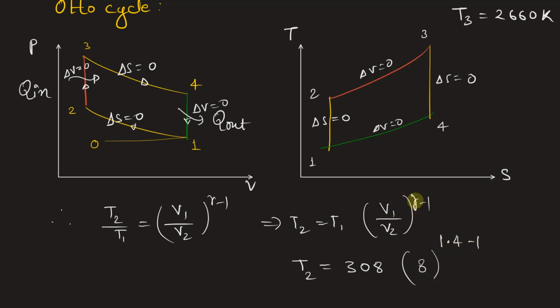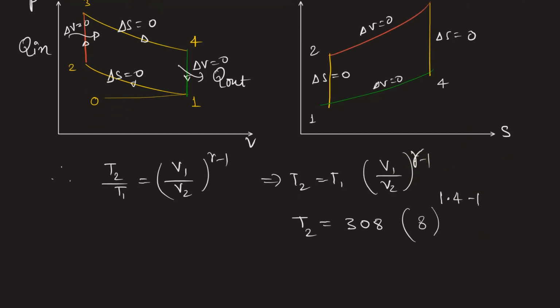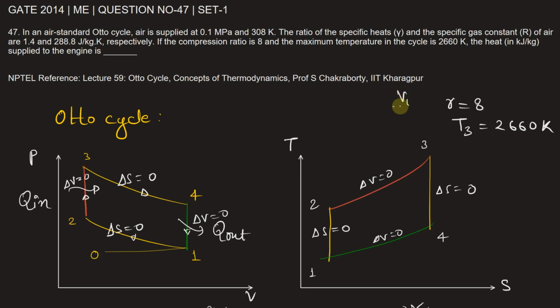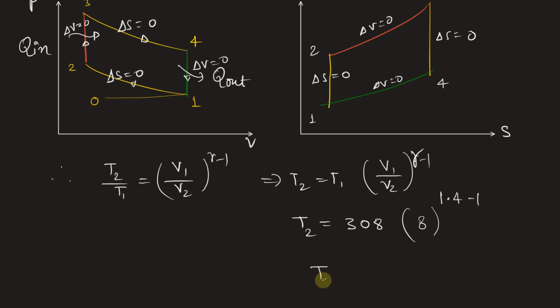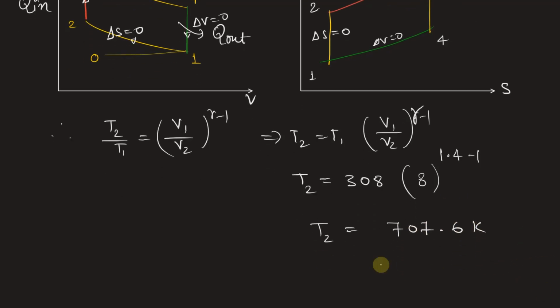This is gamma, don't confuse it with R. Small r is the compression ratio. Let me write it here: V1 upon V2 is equal to r. So from here T2 we get is 707.6 Kelvin. Now T2 we have got. Process 2 to 3 is an isochoric process, right? 2 to 3 is isochoric, that means the change in volume will be 0.